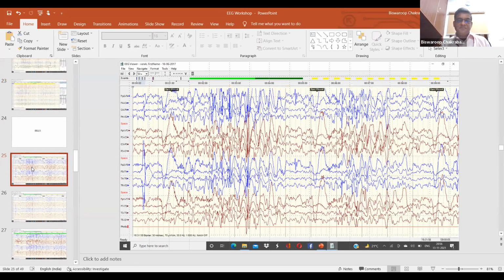So again, this is something interesting. We have seen juvenile absence. We have seen juvenile myoclonic. We had initially seen childhood absence. Now just see what is happening here.